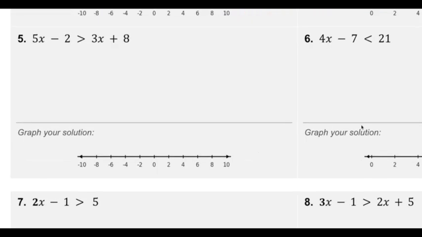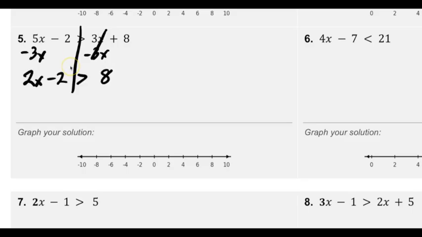Next one. Oh, we have a variable on both sides, what we did last time. So we're going to solve the same idea. I always like to get rid of the smaller variable first. You only want one variable, so let's get rid of the smaller variable. In this case, it gets rid of 3x. These cancel. We get 2x. Everything else stays the same. -2 greater than 8.